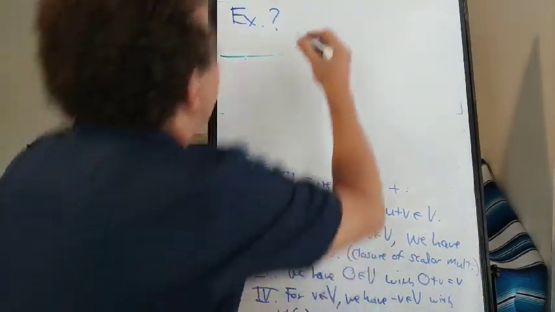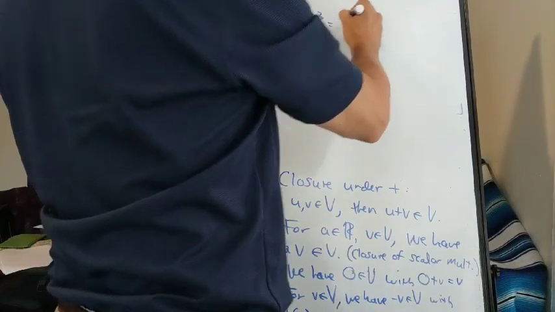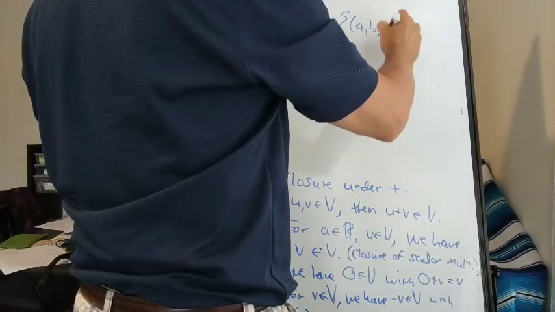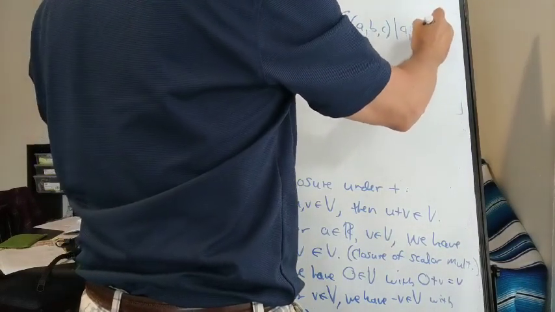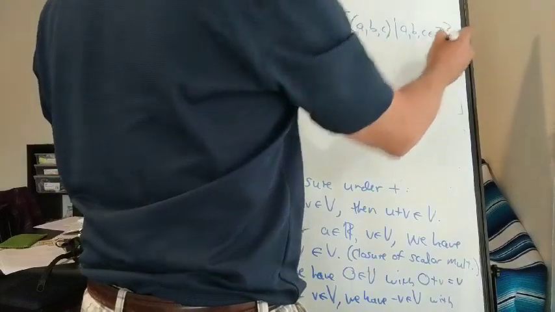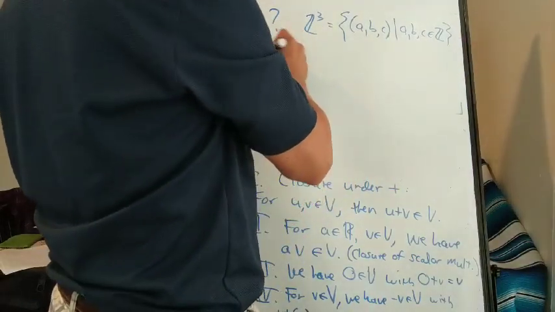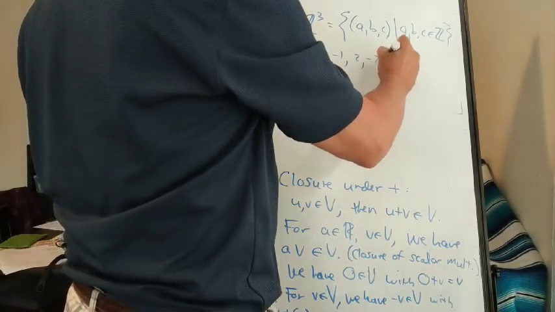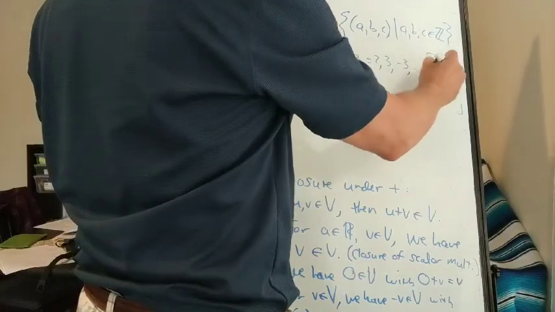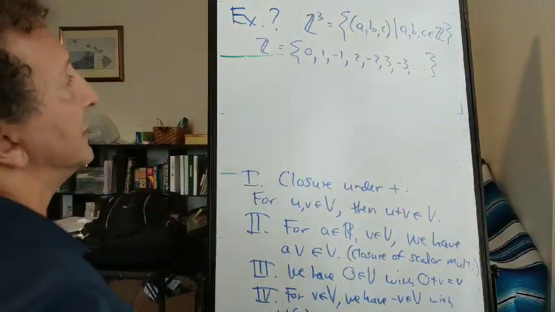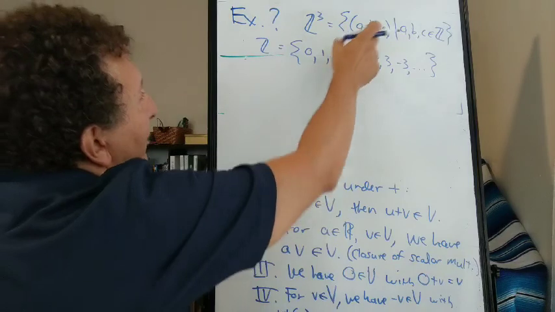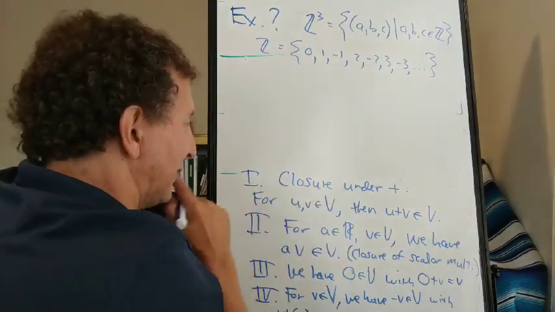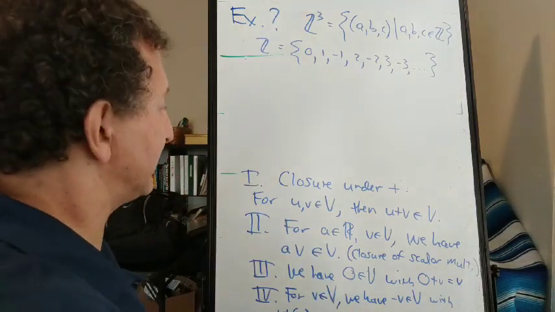Let's look at Z3. So that's all of the vectors a, b, c, where each of these is an integer. So integers are all the counting numbers and the negative counting numbers. No fractions, no irrational numbers, no decimals. All right, what happens if we add two of those together? If we add two integer vectors together, we get another integer vector, because integer plus integer is always an integer.